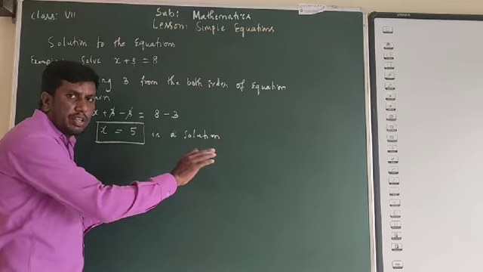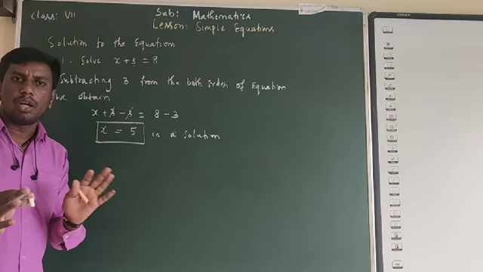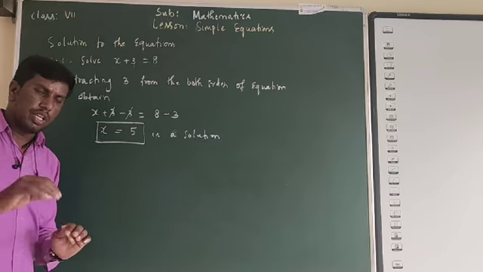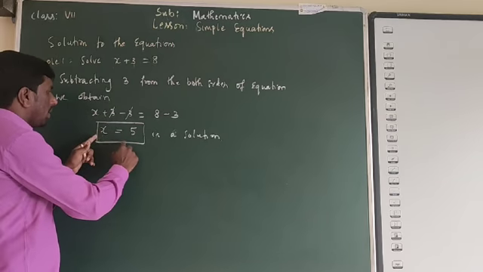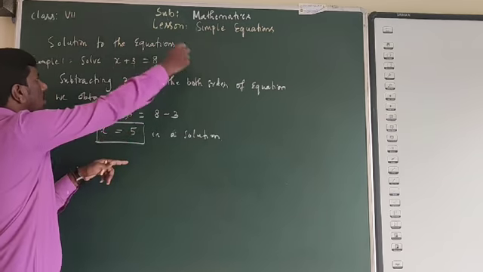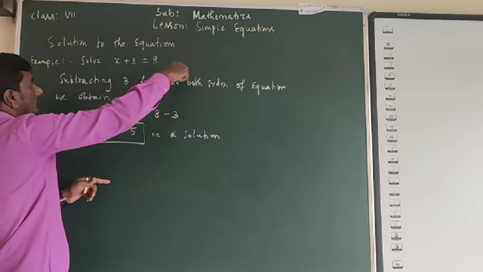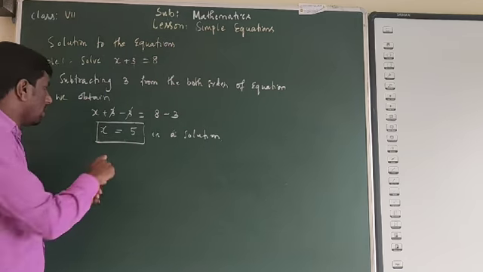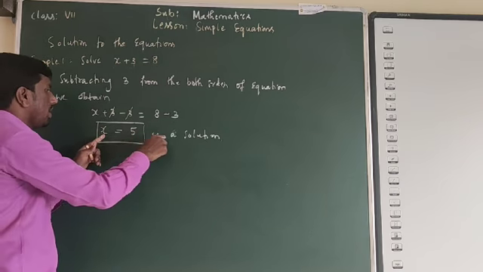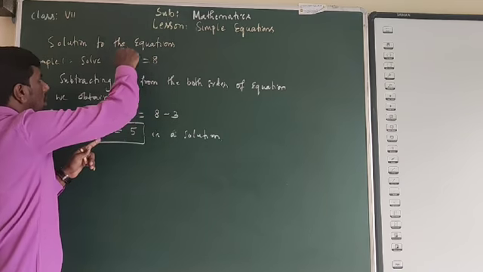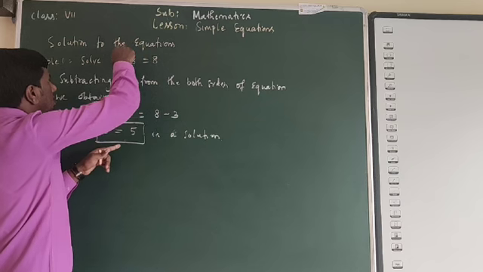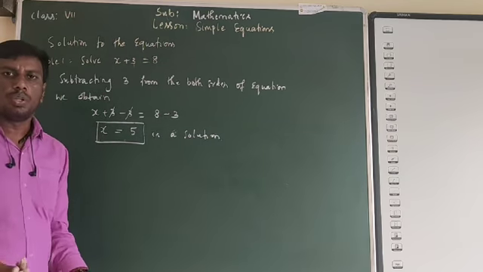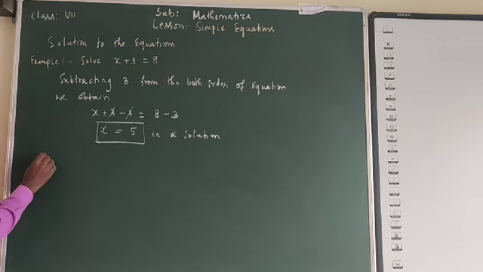Now I got the solution. I need to verify whether my solution is correct or not. How to verify that? Very easy. Whatever x value you are getting as the solution, substitute it in the given equation. If it is satisfied, then definitely it is a solution. That is what we have learned. If x is equal to 5 is a solution of this equation, and I substitute the same value in that equation, the LHS must be equal to the RHS. That is the rule. We will do the verification.